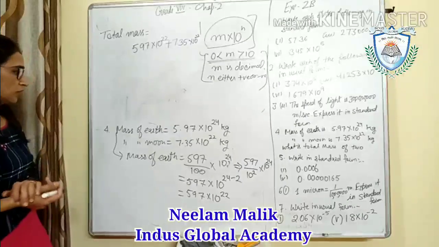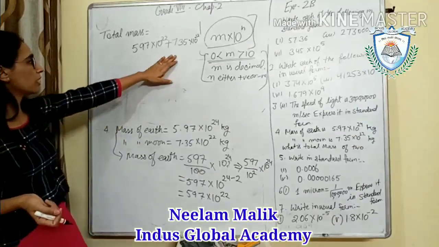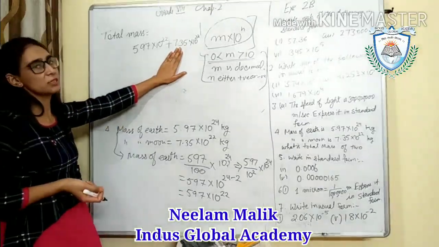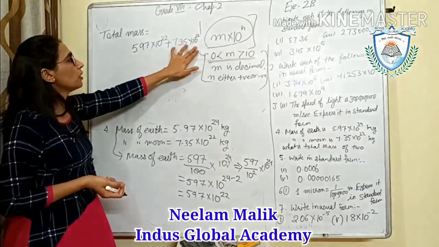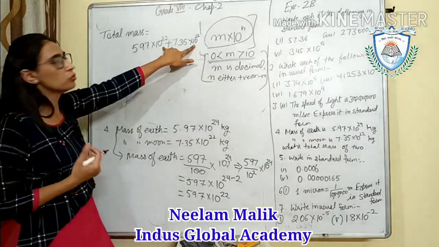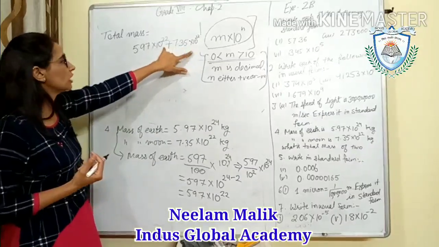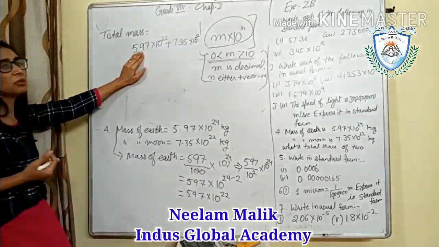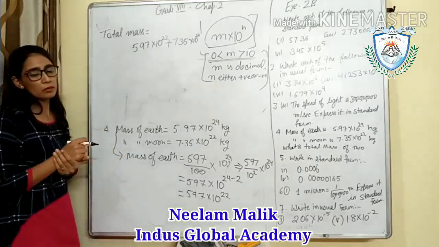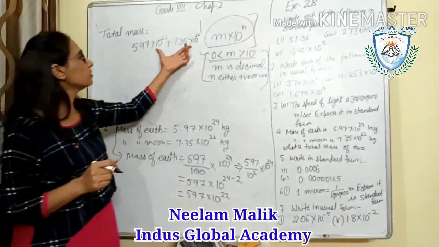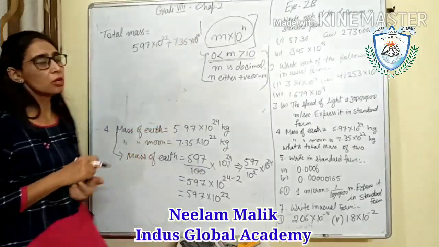Maybe you think why I have not removed this decimal point. If I remove this decimal point, again the power will be different. I want to make these powers the same, so that's why I removed the decimal point in the first number only, not in the second number. Why? Because now we can take this common.